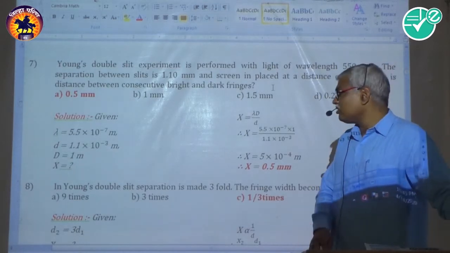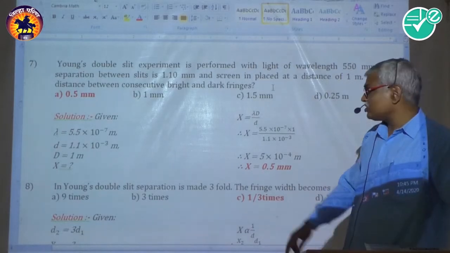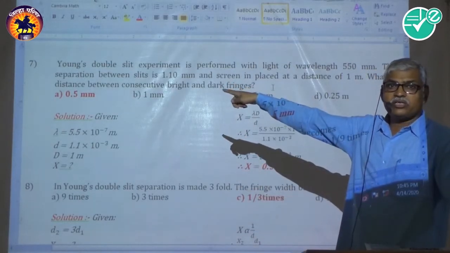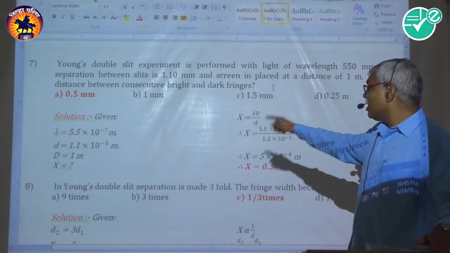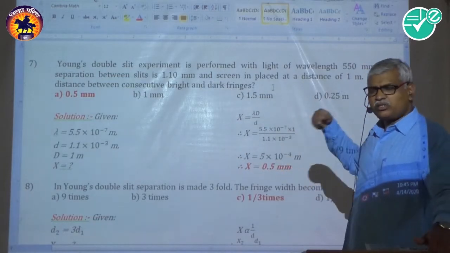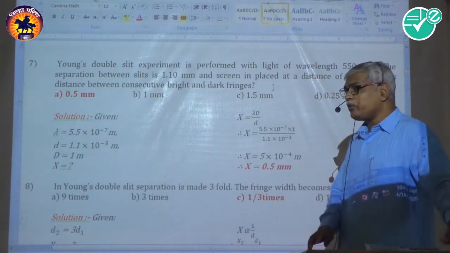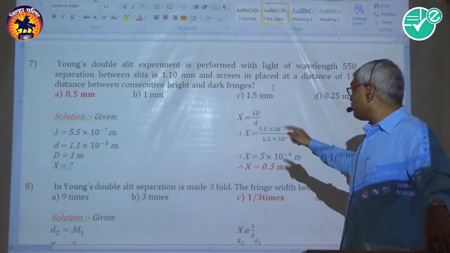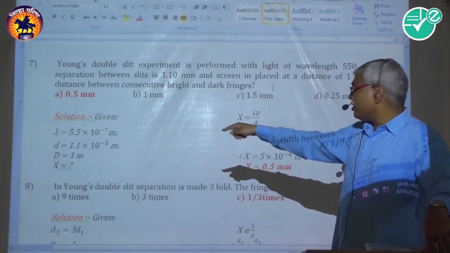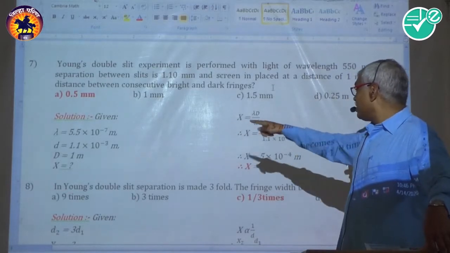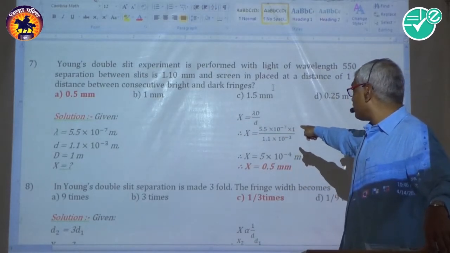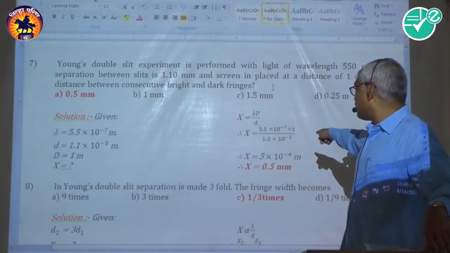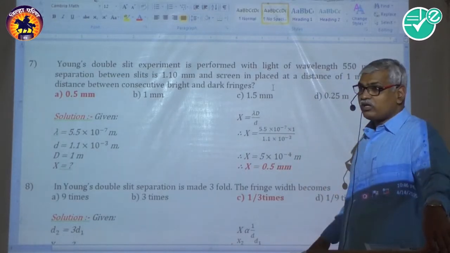In this question we have to calculate capital X, therefore X is equal to question mark. Now remember the formula relating this: X is equal to lambda D upon small d. This is the formula which can be asked many times. Now put the values of lambda, D and small d. Lambda is equal to 5.5 into 10 to the power minus 7, multiplied by capital D is equal to 1, divided by small d is equal to 1.1 into 10 to the power minus 3.